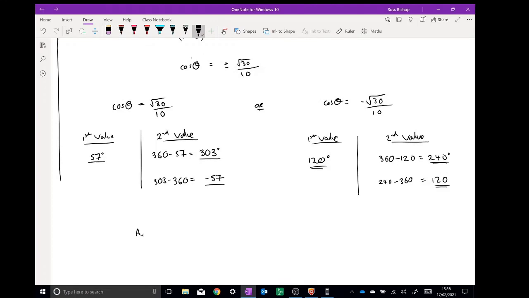My final answers are going to be 57, 303, minus 57, 120. This was also 2 significant figures, remember, and 120 again. Well, I've included 120 twice, so I don't need to do that, actually. So I can just ignore that one because I've already included it. Okay, so I don't need to repeat any twice.